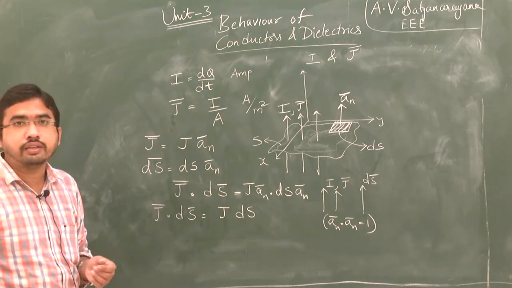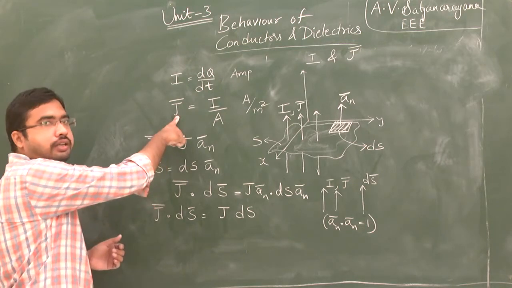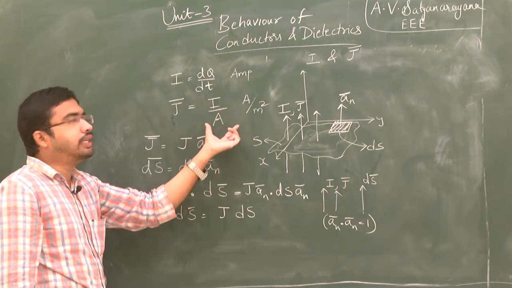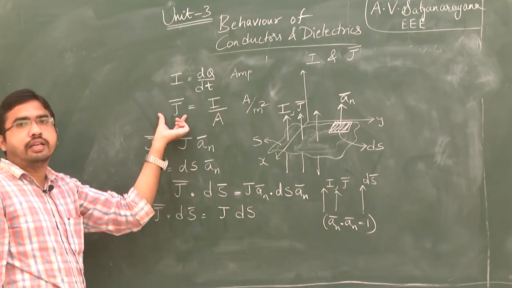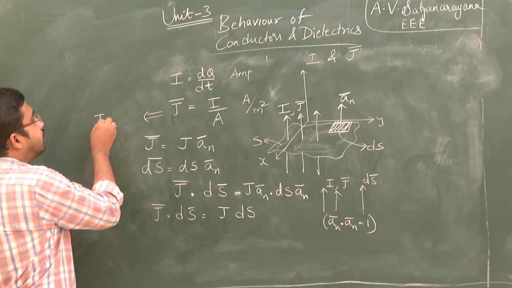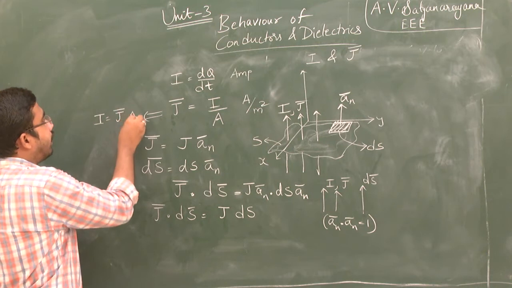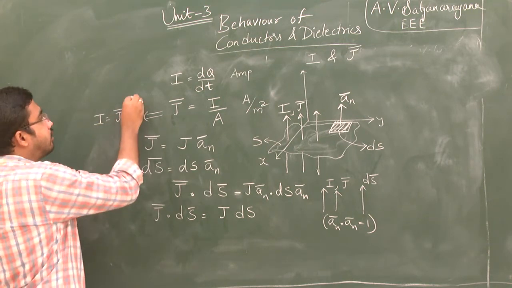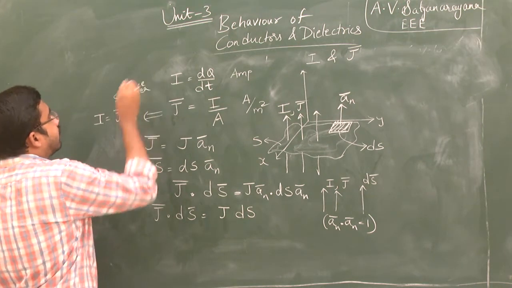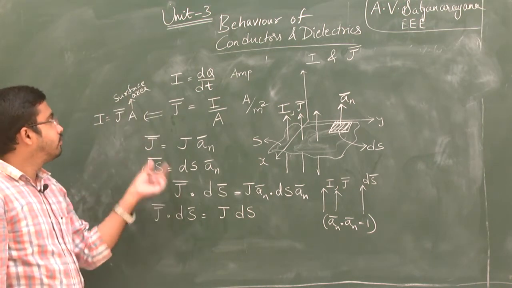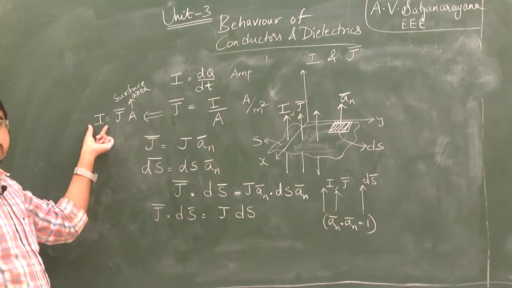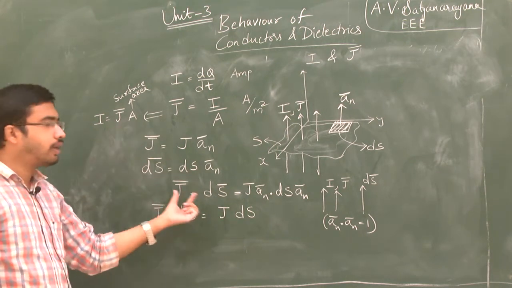Then we know that current density J bar is given as the ratio of current and the surface area. Current flowing through unit surface area is called current density J bar in vector form. So from this, what is the current I? Current I is J bar into A, the surface area. This A is nothing but surface area. So if you consider J into surface area, it will give you the current. It is nothing but equal to current only.